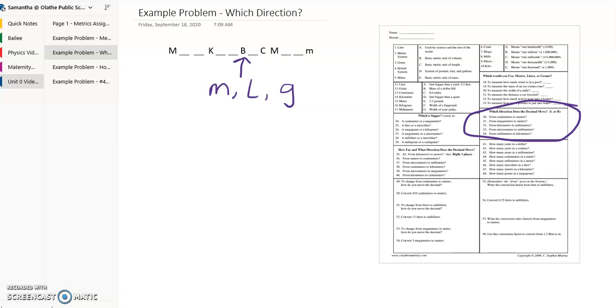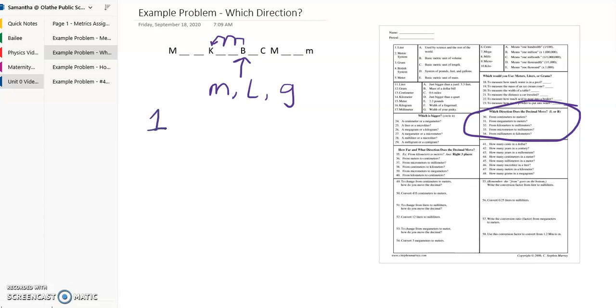So if I'm going from a base unit to a kilo unit, I would count over 1, 2, 3 to get to kilo, and it's in the left direction. So I know I would move my decimal 3 times to the left. Whenever you move and there's an empty space, you can use zeros as a placeholder.